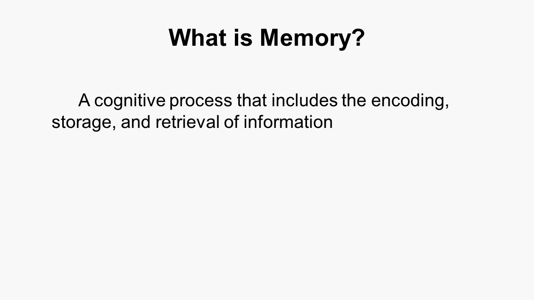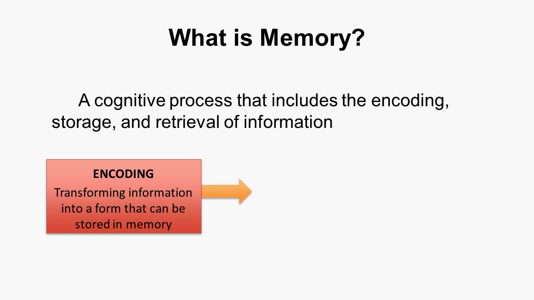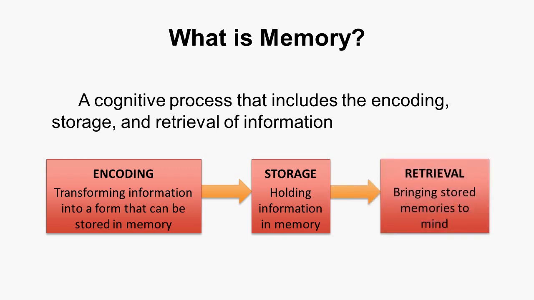And those processes are encoding, where we transform information into a form that we can store in memory. Storage, which allows us to keep those transformed memories in our mind for virtually forever. And retrieval, which will allow us to bring those stored memories back out of this long-term storage.